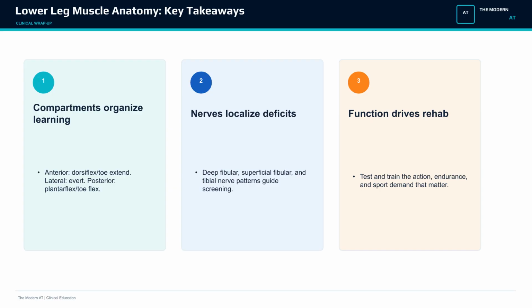Nerves help localize deficits. Deep fibular nerve for dorsiflexion, toe extension, and first web space sensation. Superficial fibular nerve for eversion and dorsal foot sensation. Tibial nerve for plantar flexion, inversion, toe flexion, and plantar foot sensation. Function drives rehab. Test the action that matches the suspected muscle, train the action that is weak or painful, and progress toward endurance, speed, and sport-specific demand.